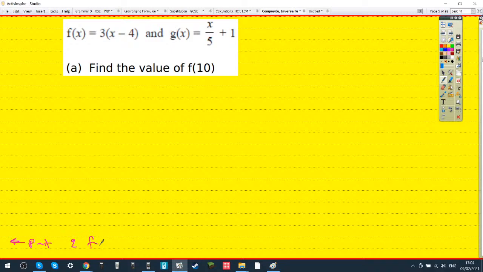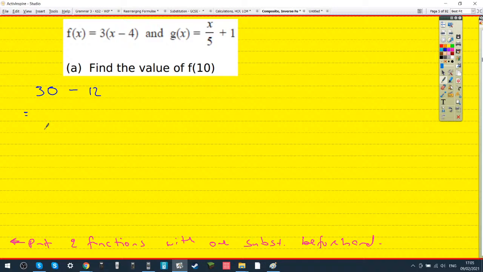So it would be... So you have to open the bracket. So it would be 30 minus 12. Yep. Then it would be... No, 10g. You weren't asked for g of 10, just f of 10.